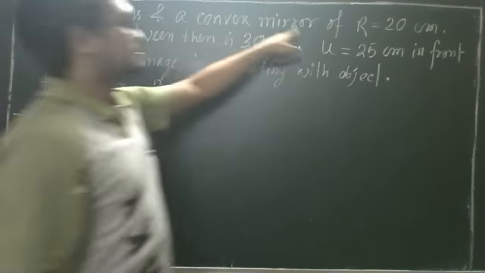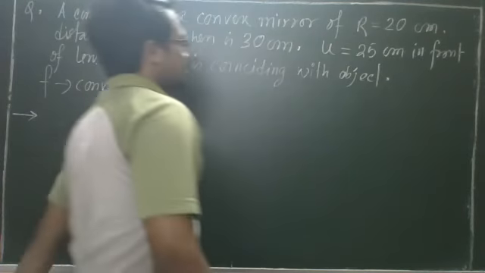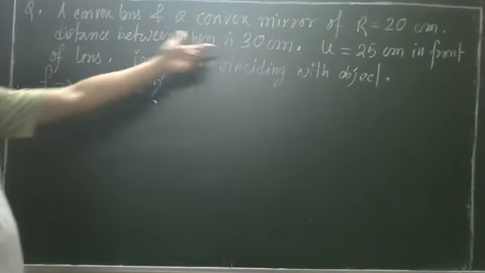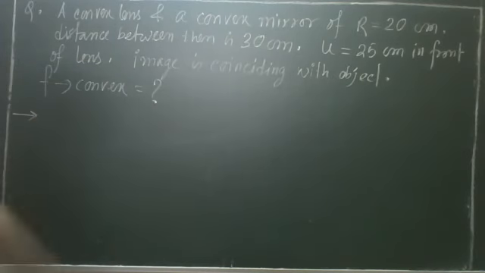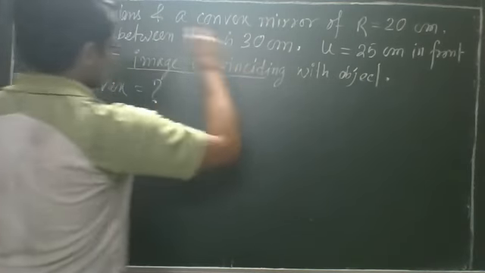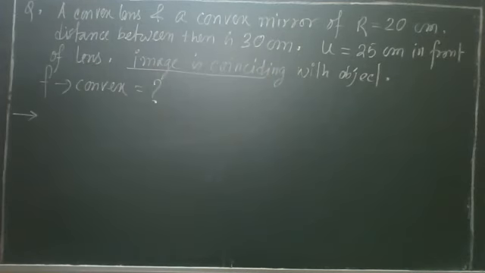For this convex mirror, the radius of curvature is given, and their separation is given as 30 centimeter. U is given as 25 in front of the lens. This is the important condition: the image is coinciding with the object.